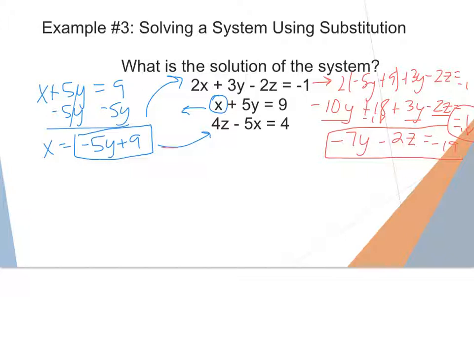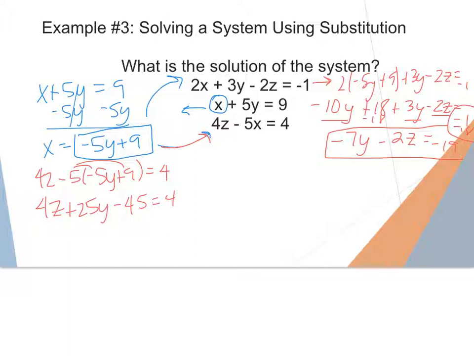Now again, we're going to deal with this one here. Okay, so I need to substitute negative 5y plus 9 into the third equation. So that will look like 4z minus 5 times negative 5y plus 9 is equal to 4. Okay, we're going to distribute that negative 5, so we'll have 4z plus 25y minus 45 equal to 4.